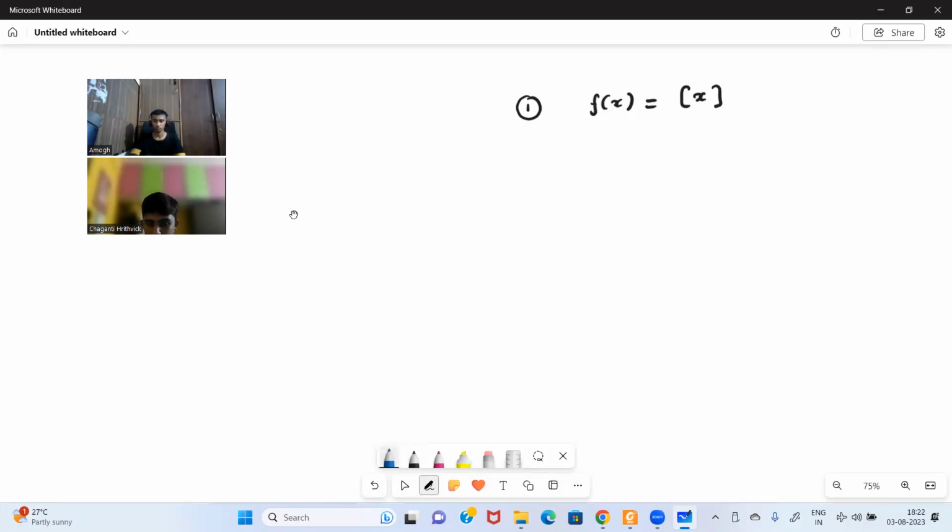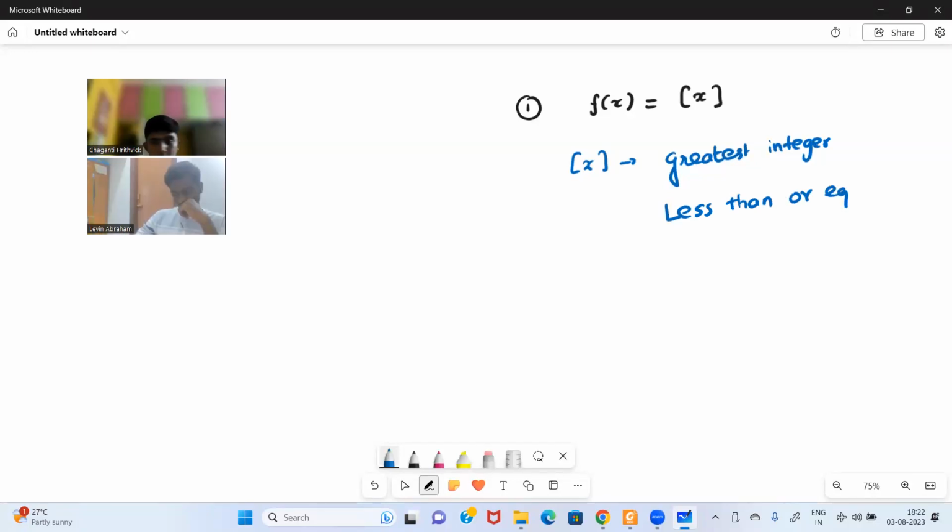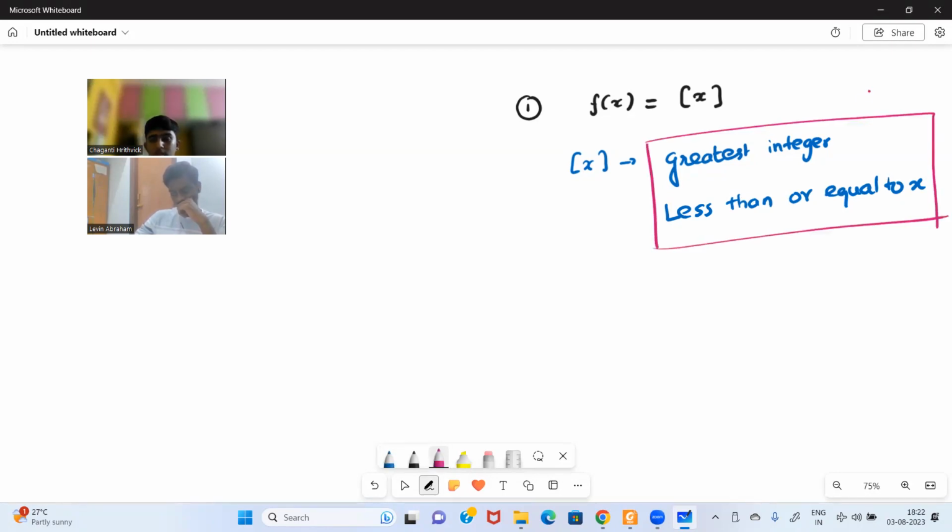So what do you explain here? The definition is: greatest integer function represents the greatest integer less than or equal to x. This is how it is defined. This is very, very important to write.